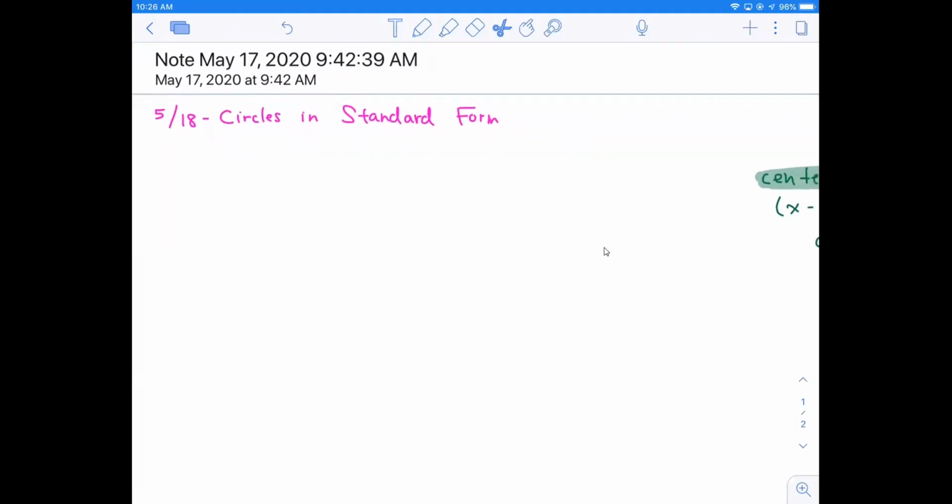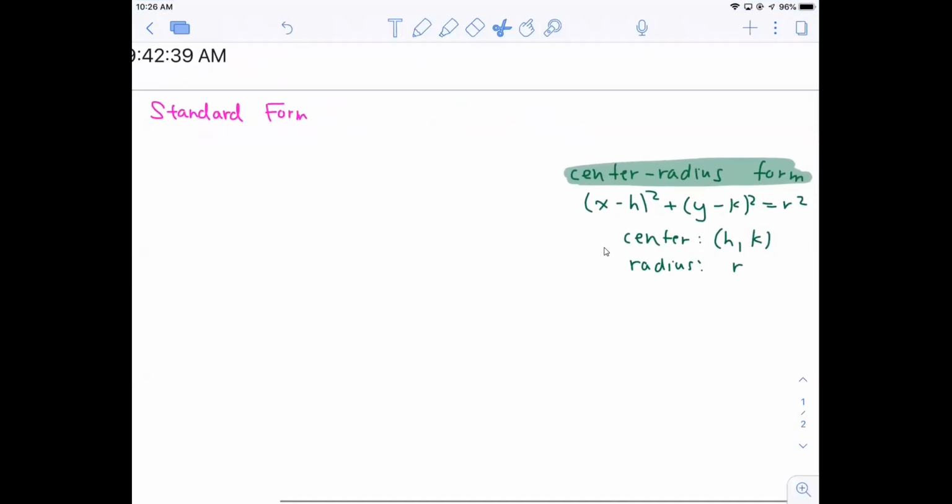We're going to be doing more circles. Today we're going to be talking about circles in standard form. On Friday, we did circles in center radius form, and that was a very nice form, but they don't always have to give you circles in that form. Today we'll take a look at how we could get from standard form into center radius form.